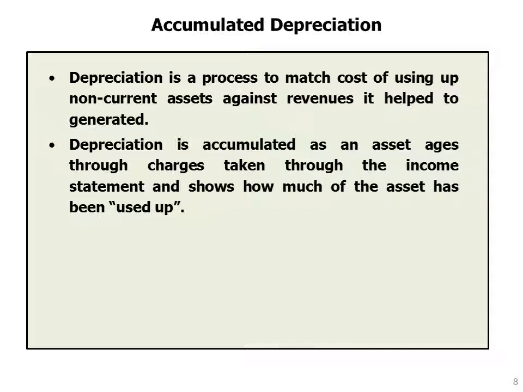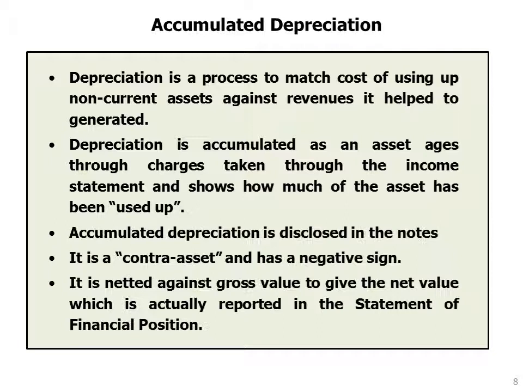Depreciation is accumulated. As an asset ages, the charges are taken through the income statement, and the accumulated depreciation shows how much of the asset has actually been used up. This is a way to tell how much is effectively left. Accumulated depreciation is disclosed in the notes, as was the case with impairment allowance for accounts receivable. It is a contra asset and it has a negative sign, and it is netted against the gross value to give the net value, which is the one we actually see and is reported in the statement of financial position.